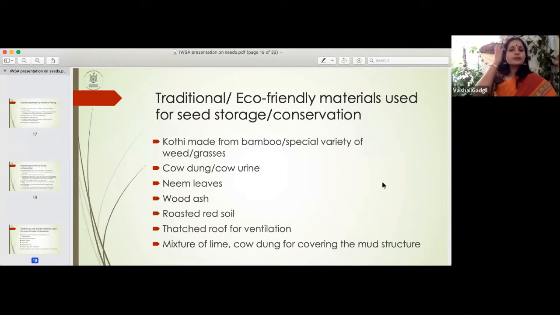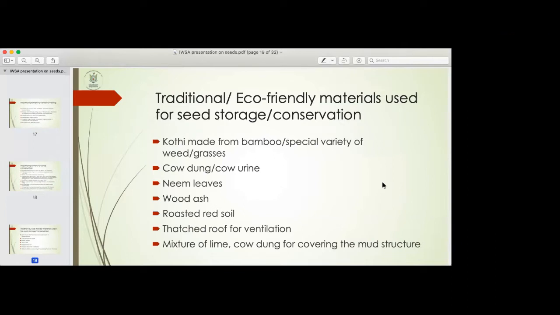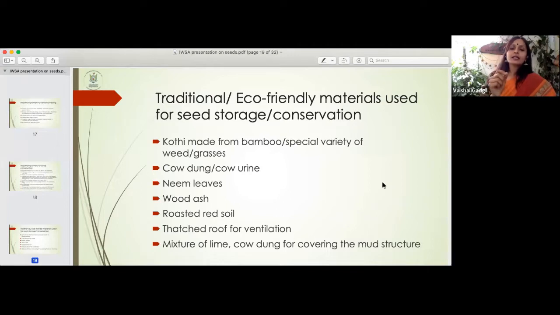Cow dung and cow urine, which are natural, repel pests and are a very mild disinfectant. It's easily available for a farmer, and even for urbanites like us today, because so many local gaushalas are coming up. So dried cow dung and cow urine can be used. Neem leaves, which are shade dried. Wood ash is good.